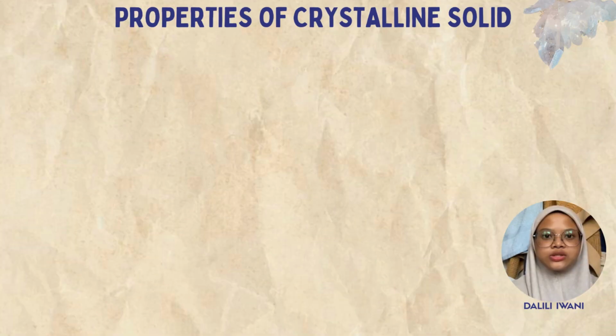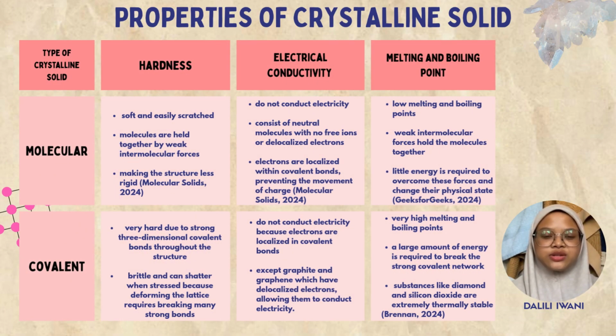These solids are generally soft and easily scratched because the molecules are held together by weak intermolecular forces, making the structure less rigid. Molecular solids do not conduct electricity because they consist of neutral molecules with no free ions or delocalized electrons. The electrons are localized within covalent bonds, preventing the movement of charge, so the solids act as electrical insulators. Molecular solids have low melting and boiling points because only weak intermolecular forces hold the molecules together. So, little energy is required to overcome this force and change their physical state.